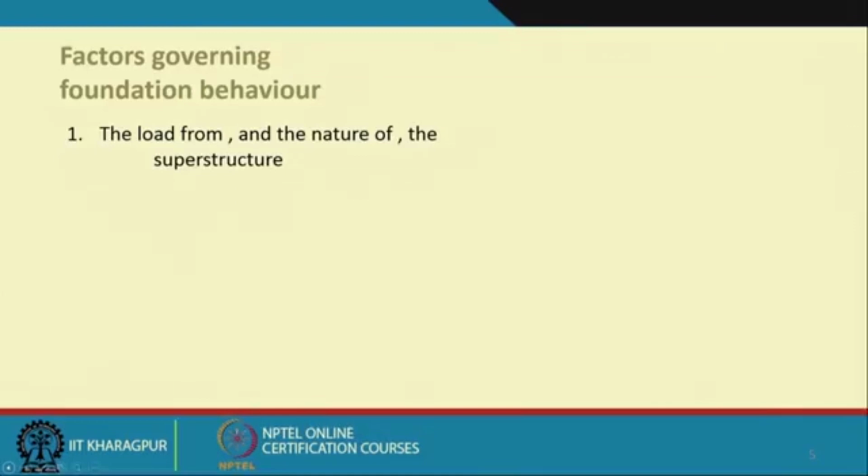So, let us see what are the factors which govern the foundation behavior once we talk about the substructure. One is the load from, and the nature of, the superstructure. Sometimes there can be a load coming from the superstructure, and as we have seen in the York Minster also, the foundation itself had a problem.